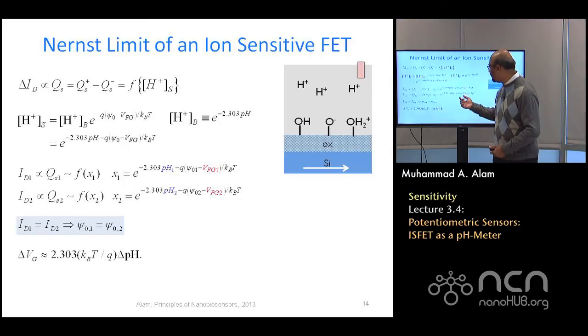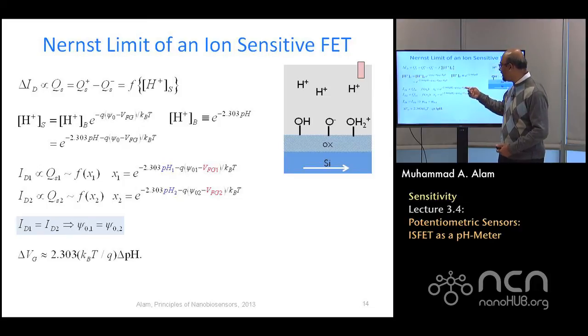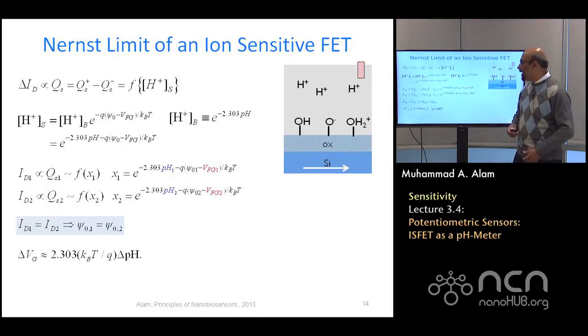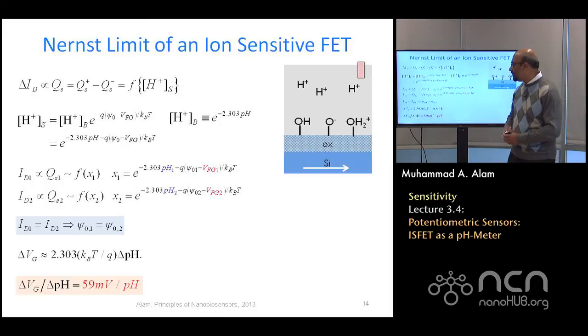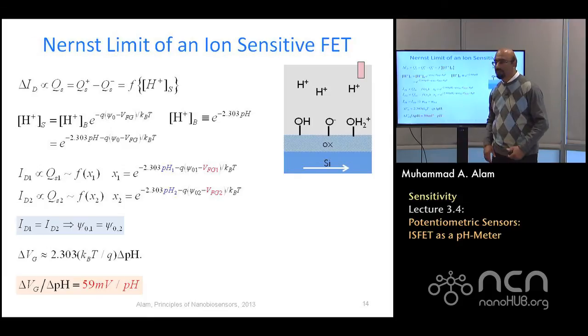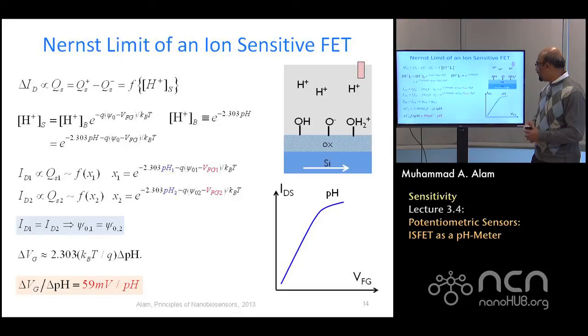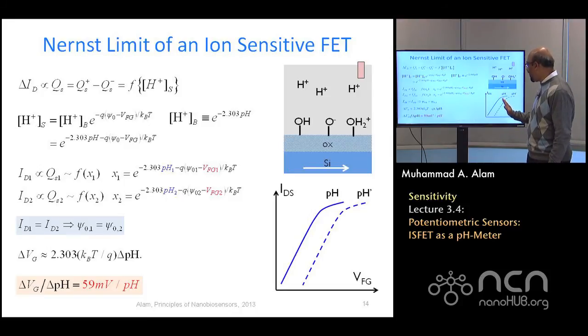And that implies that therefore you should equate these two quantities. And once you do that, you will see that delta Vg, or the change in the fluid gate voltage, is essentially 2.3 kT over q times delta pH, pH1 minus pH2. So the limit is 59 millivolt per pH. It will always be lower. You cannot do any better than 59 millivolt per pH. Therefore, the maximum shift you can have is essentially 59 millivolt per pH.